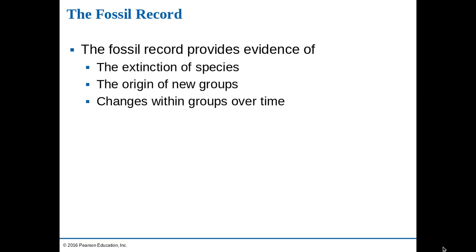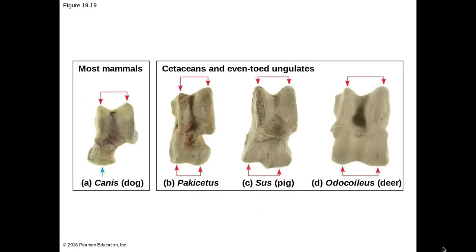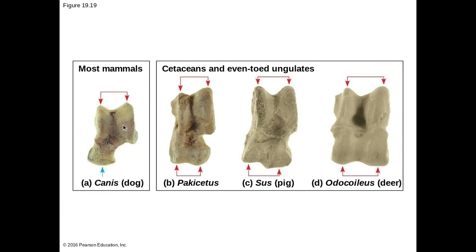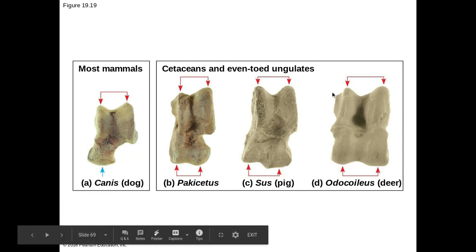The fossil record also provides us a lot of evidence of evolution. In the fossil record, we can observe extinction of species, we can observe how new groups originated, and also changes within groups over time. So for example, we can see how so many different mammals have toe-like structures. So here's a dog, a pig, and a deer, and then this is a now extinct organism, but they all have toes.